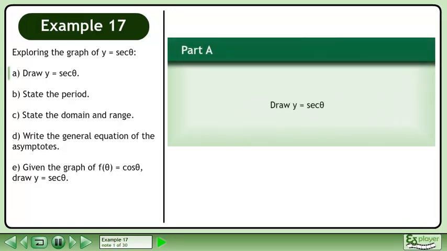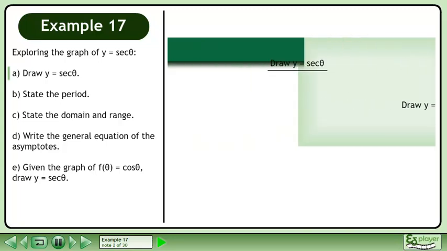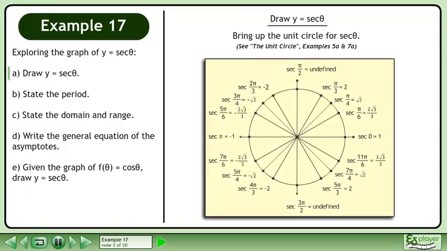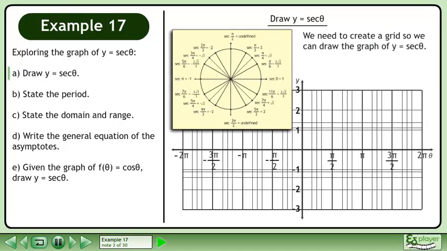In this example, we will explore the graph of y equals secant theta. In part A, draw y equals secant theta. Bring up the unit circle for secant theta. We need to create a grid so we can draw the graph of y equals secant theta.